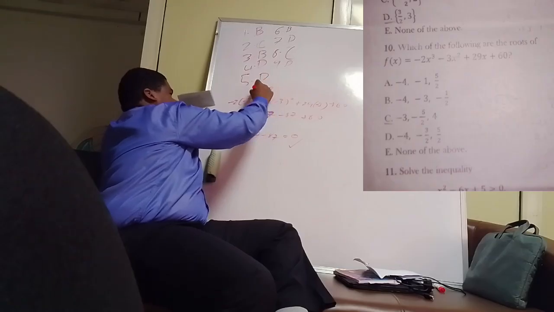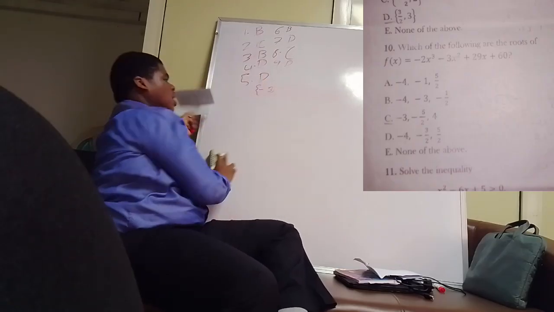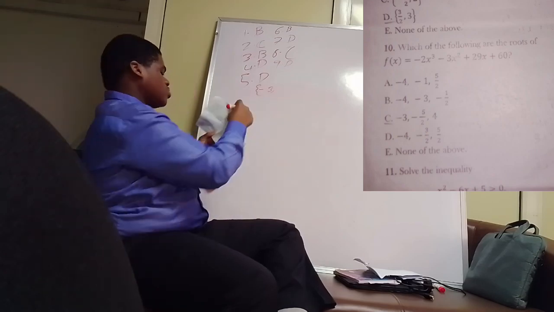So you have minus 3. But remember, you don't just stop with minus 3. You have to test every single one of the options. I'm going to speed run this part so the video will not be too long.